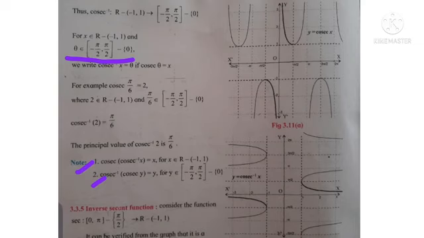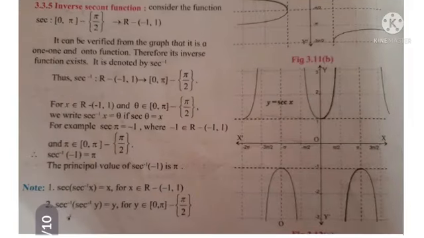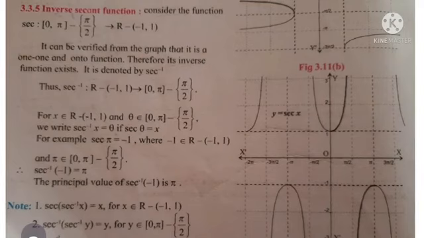Cosec of cosec inverse x is equal to x for all x belonging to R minus the interval -1 to 1, and cosec inverse of cosec y is equal to y for all y belonging to the closed interval -pi by 2 to pi by 2 minus 0. Then the next one is the inverse secant function.